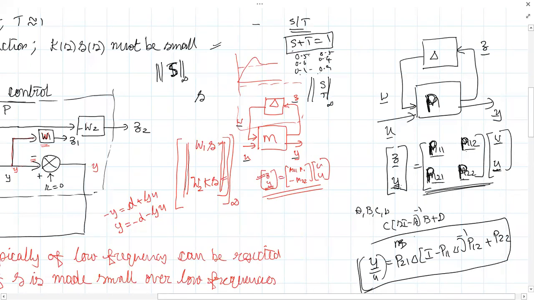Now, if you want to convert it into state space form, you have to express it in the standard form. That means x dot equals Ax plus B1w plus B2u, z equals C1x plus D11w plus D12u, and y equals C2x plus D21w plus D22u. This is the standard state space form, but what we have is in transfer function form only.